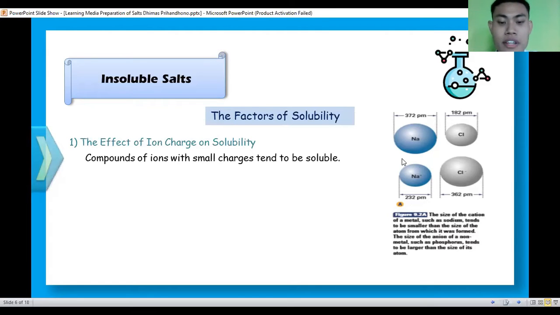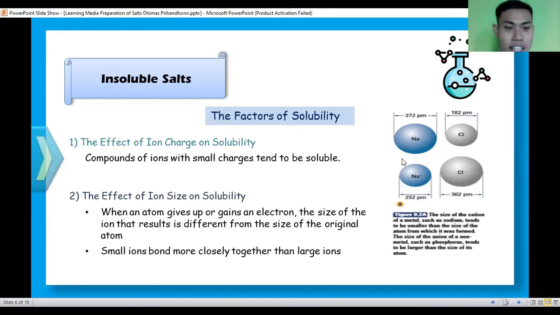Compounds of ions with small charge tend to be soluble. Compounds of ions with large charge tend to be insoluble. Why? Increasing the charge increases the force that holds the ions together. For example, phosphates tend to be insoluble. On the other hand, the salts of alkali metals are soluble. Alkali metal cations have a single positive charge, so the force that holds the ions together is less.